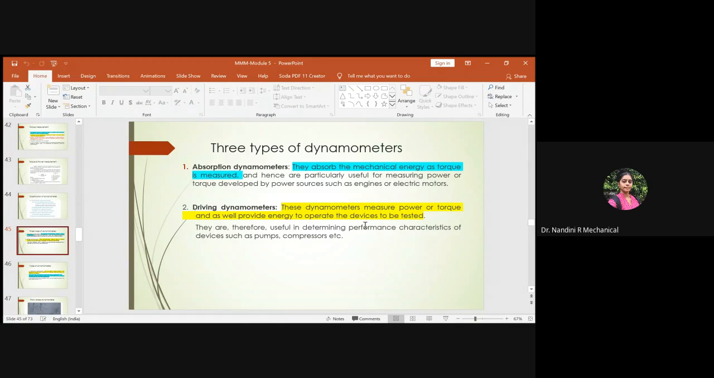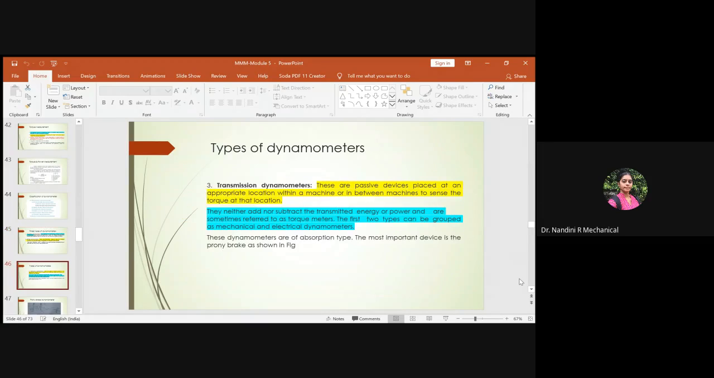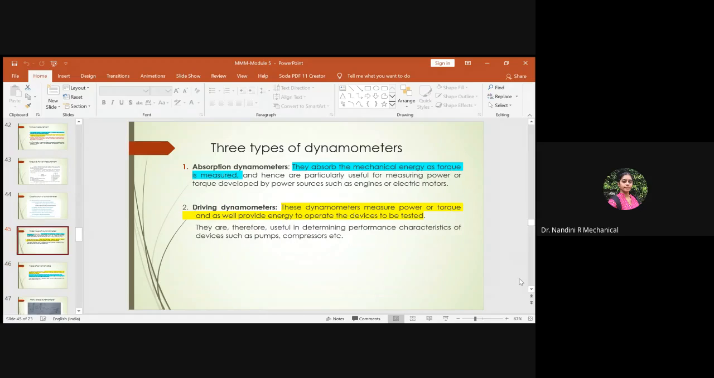Based on the actual syllabus of y'all, there are three types of dynamometers. One is the absorption dynamometer, driving dynamometer, and transmission dynamometer. So you have to understand what is the meaning of all these three types of dynamometers.